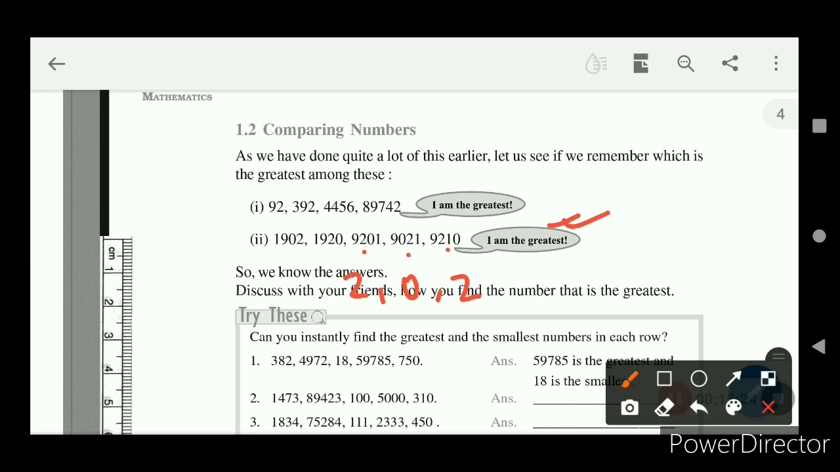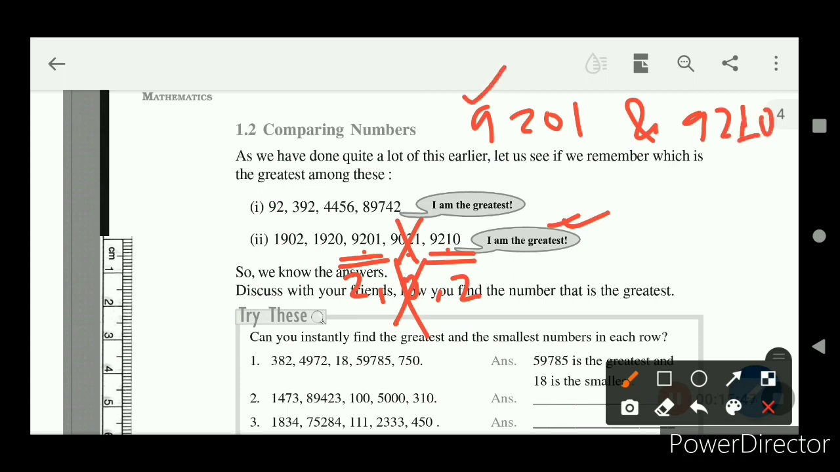So we now cancel the number which has 0 in it, and now we have to compare only these two, right? We have to compare only 9201 and 9210, and we have compared 9, we have compared 2. Now the third digit, just right of the digit which has been compared. So now we compare the right digit: it has 0 and it has 1. So obviously 1 is greater than 0, right?